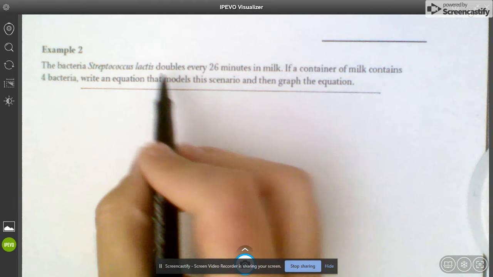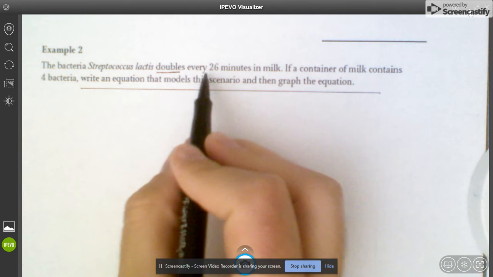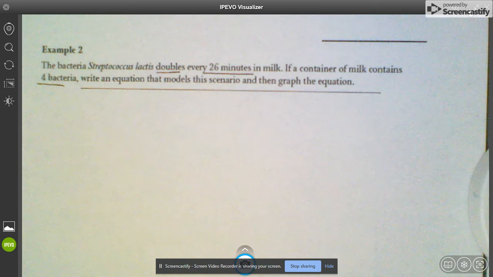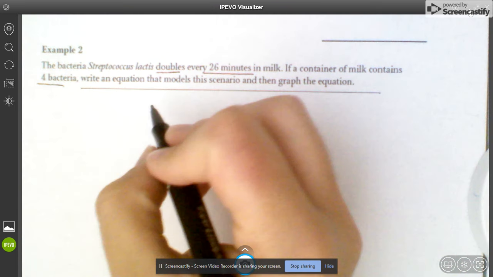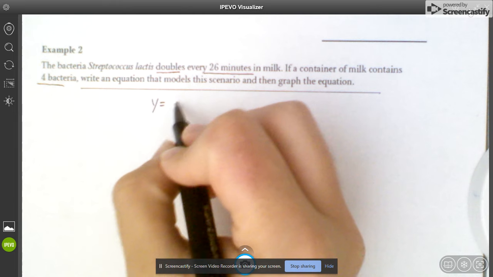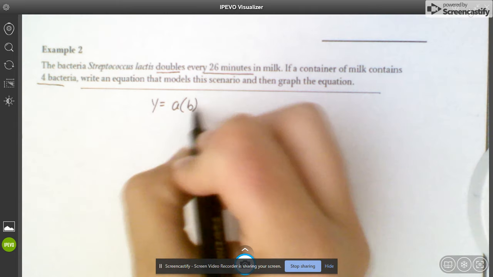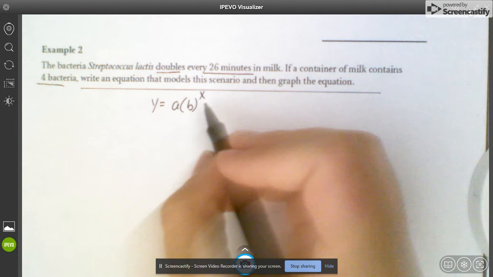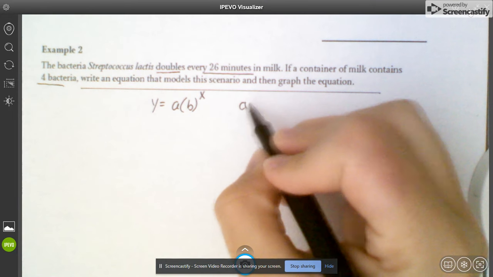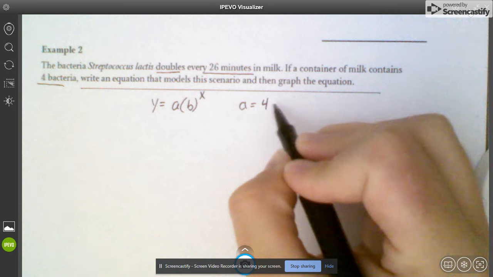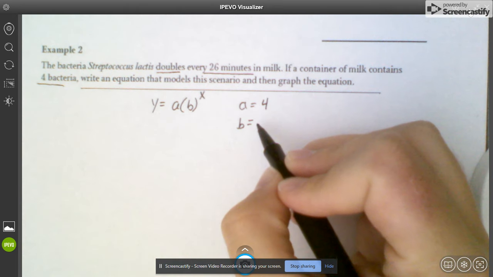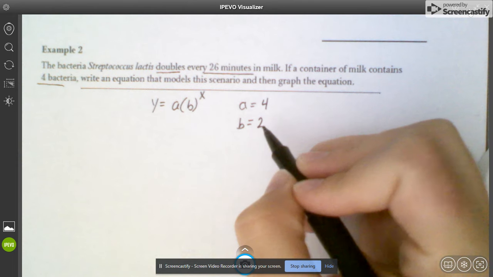So the keywords are doubles, the time frame for which it doubles, and what you're starting with. That should tell me that we want to do y equals a times b to the x. But we have a little bit of a trick with the exponent. We're going to start with a, which is your initial amount, which is 4. And then b, which is the rate at which it's increasing, which in this case is 2.